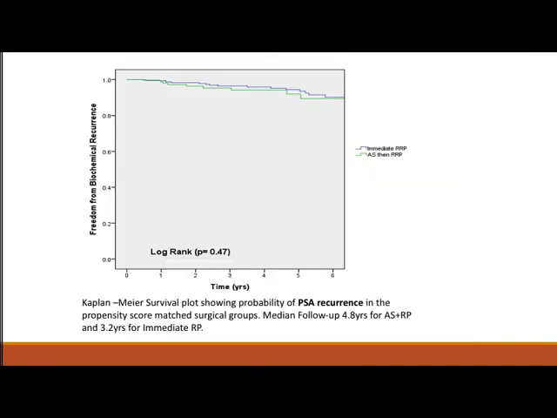Yeah. Okay, I better keep going because we're running out of time. So this Kaplan-Meier curve just shows that despite the bad pathology, if you follow patients for PSA recurrence at a median of 4.8 years for the active surveillance group and 3.2 years for the immediate group, they have equivalent PSA recurrence rates. So far we don't look to be doing them any disfavor.